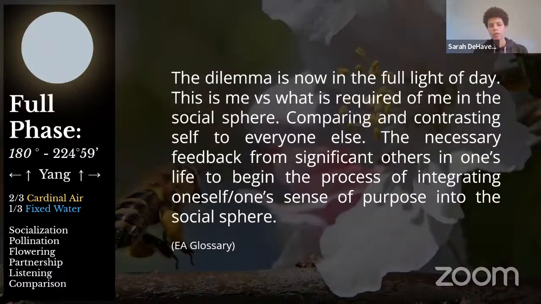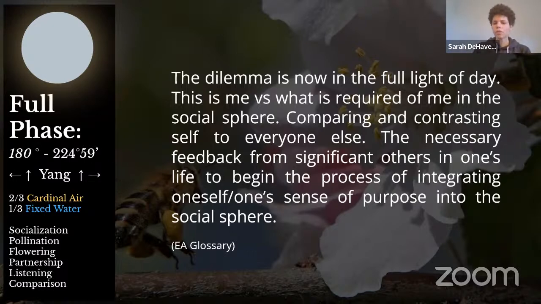Not just in the moon phase, like Demetra was talking about, like I was saying, we can apply these lunation models. We can derive from them how we would use the planetary pairs from the perspective of phase, right? Evolutionary Astrology Glossary. The dilemma is now in the full light of day.